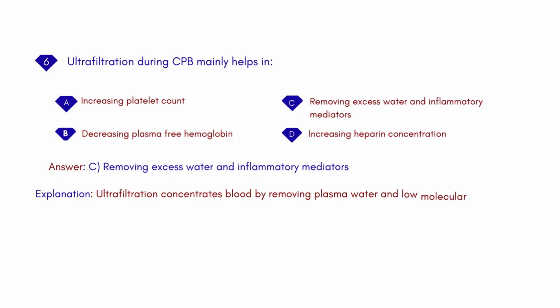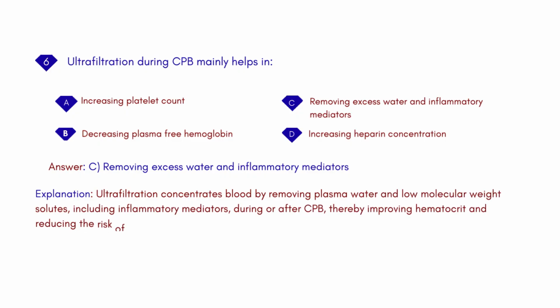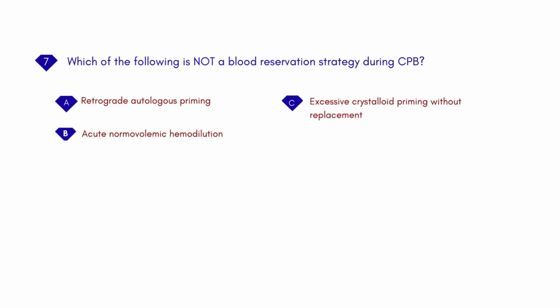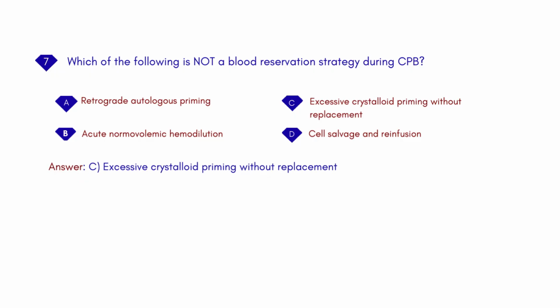Explanation: ultrafiltration concentrates blood by removing plasma water and low molecular weight solutes, including inflammatory mediators, during or after CPB, thereby improving hematocrit and reducing the risk of postoperative edema. Which of the following is not a blood reservation strategy during CPB? A. Retrograde autologous priming. B. Acute normovolemic hemodilution. C. Excessive crystalloid priming without replacement. D. Cell salvage and reinfusion. Answer: C. Excessive crystalloid priming without replacement.